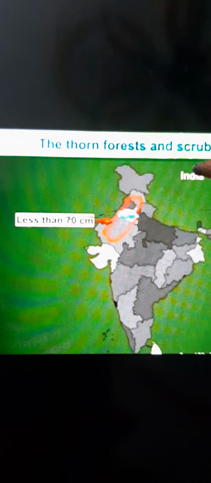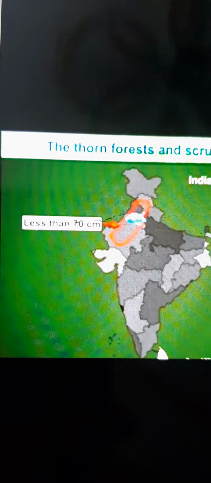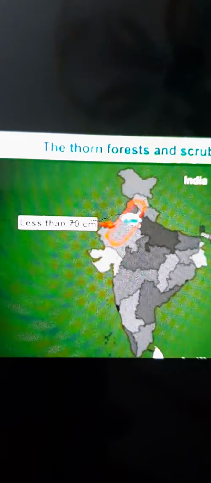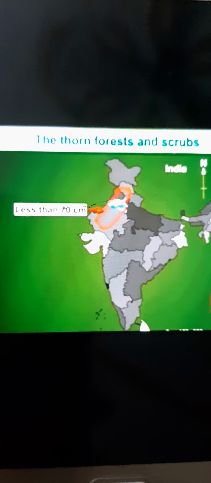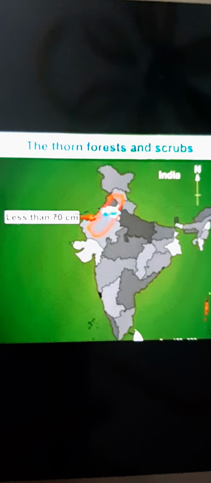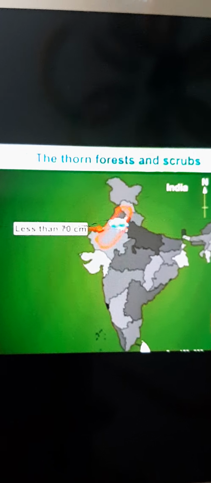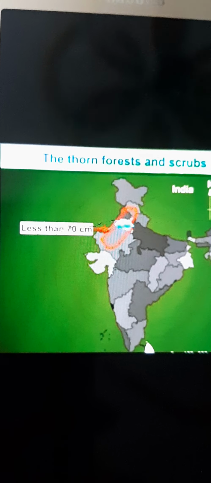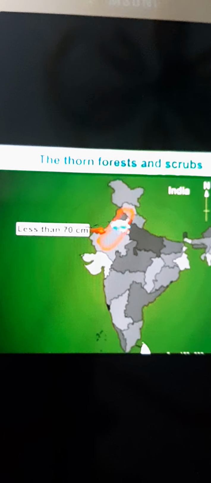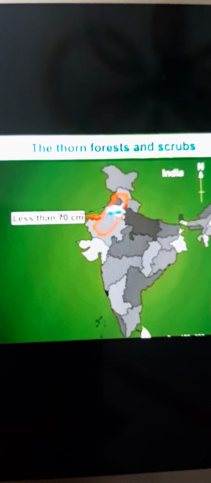Important trees which are found there are many: acacia, palm, babool, khajuri. Many trees are found, and they have different characteristics, plus they have different importance also. Like the babool tree, babool yields gum. Its bark is also used for tanning hides and skins. Khajuri provides durable wood. So they have different characteristics. So this is all about the thorn forest and the scrubs.